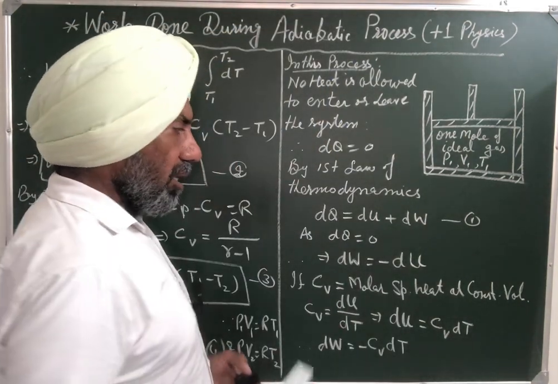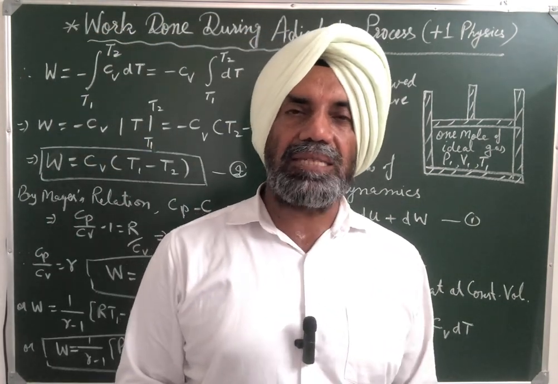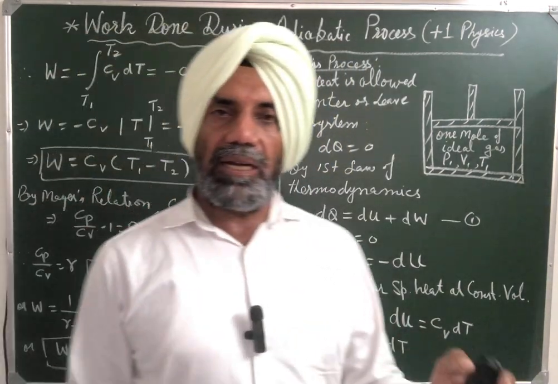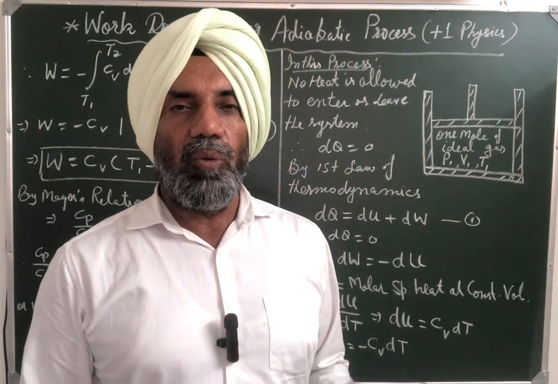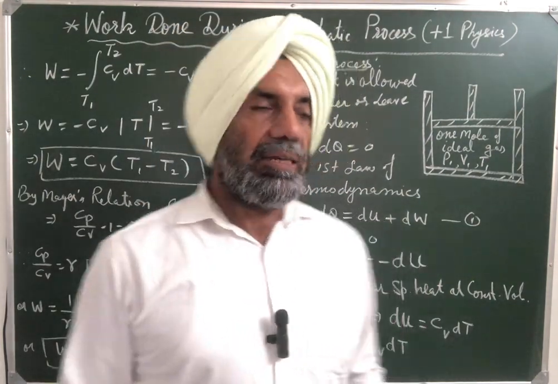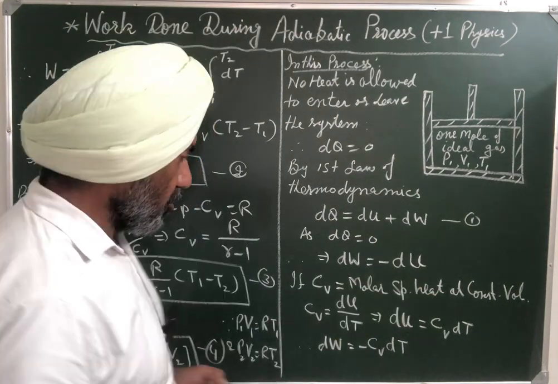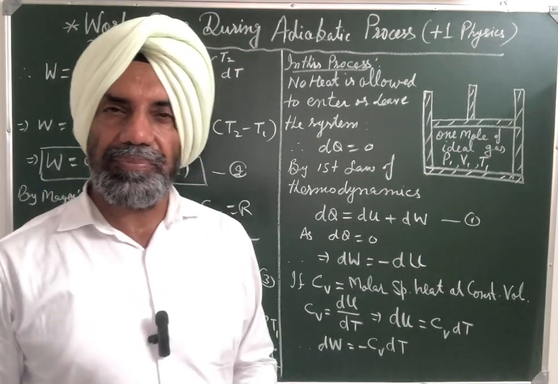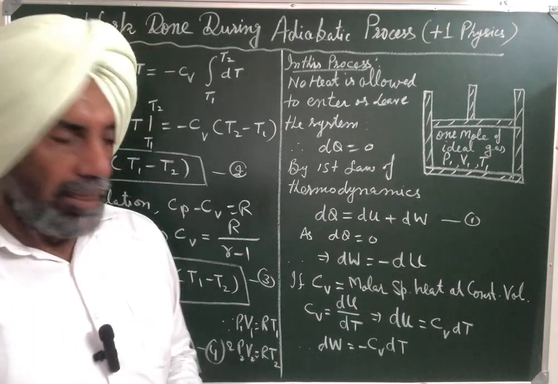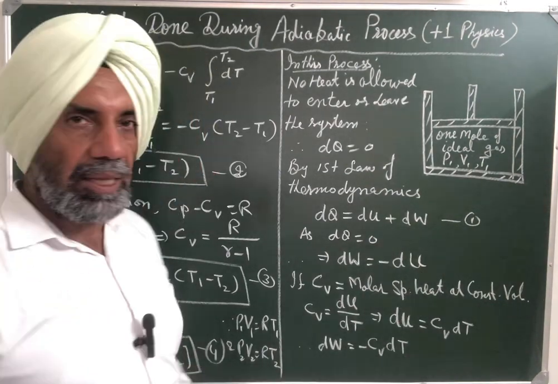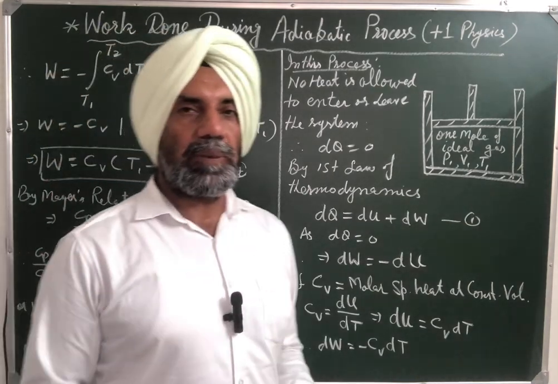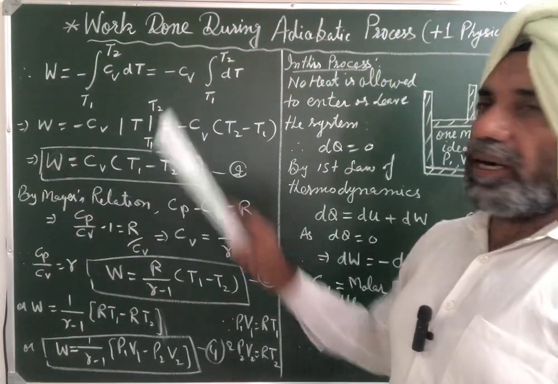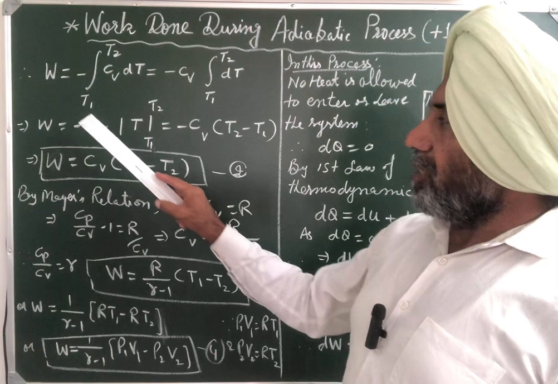Now if Cv is equal to the molar specific heat of the gas at constant volume, which is defined as the amount of heat required to raise the temperature of 1 mole of an ideal gas when volume is kept constant, then by definition Cv is equal to du by dt, or du is equal to Cv dt. So therefore dw is equal to minus Cv dt. So in terms of molar specific heat at constant volume, we have dw is equal to this. Therefore, the total amount of work done when temperature changes from T1 to T2.